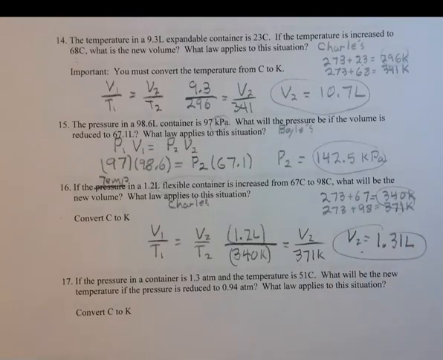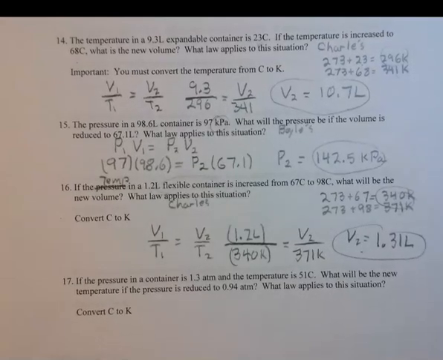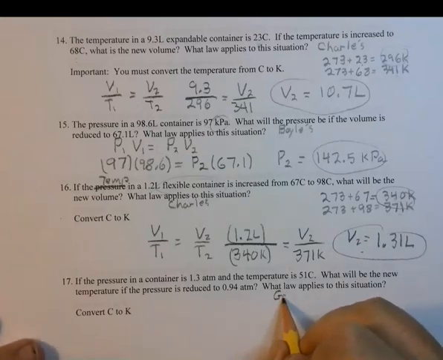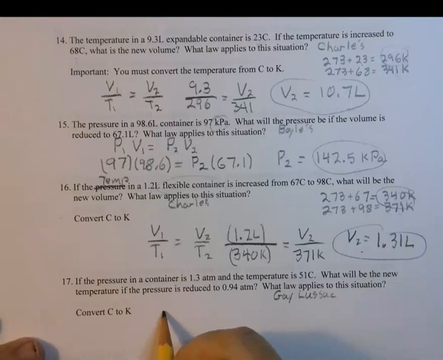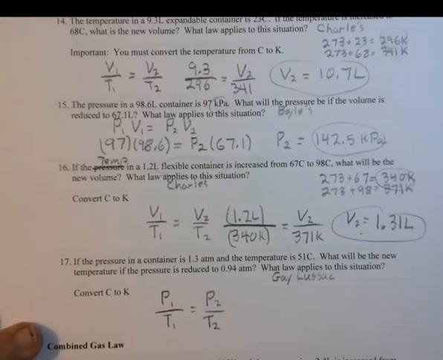If the pressure in a container is 1.3 atmosphere and the temperature is 51 degrees centigrade, what will the new temperature be if the pressure is reduced to 0.94 atmospheres? Which law applies? So this is a pressure and a temperature, so it's a PT or TP, so that's Gay-Lussac. And that relationship is P1 over T1 equals P2 over T2. Again, you don't have to know that that was Gay-Lussac's, but you do need to know this relationship from memory.